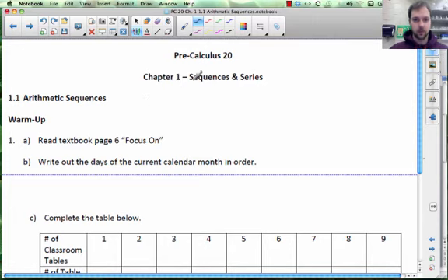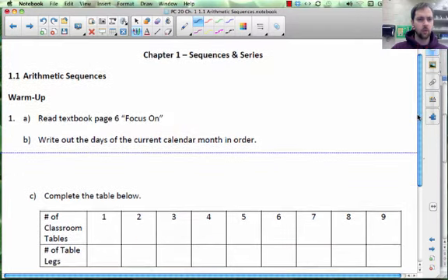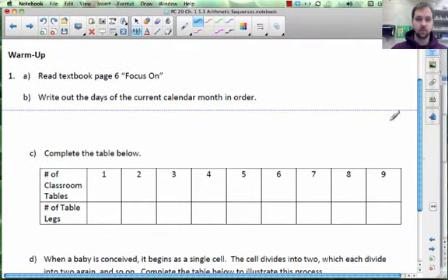Hello and welcome to Pre-Calculus 20. Today we'll be looking at sequences and series. This is chapter 1, specifically today 1.1, which is arithmetic sequences.